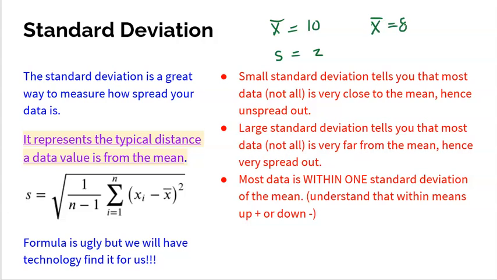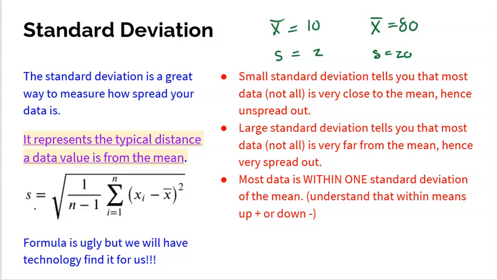If your mean is 80 and your standard deviation is 20, now you're more spread out. Most of your data goes from 60 to 100. Not all of your data is in there, but most of your data spreads from 60 to 100. Standard deviation below, standard deviation above. So again, the standard deviation measures how far your data is from the mean.